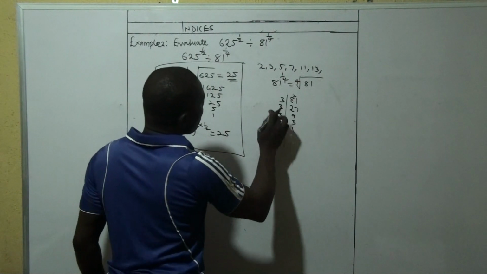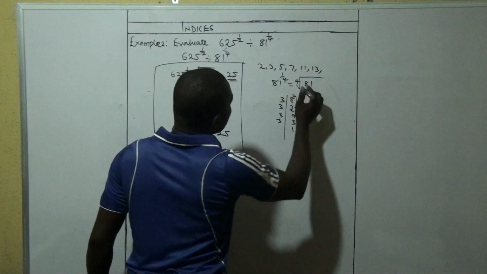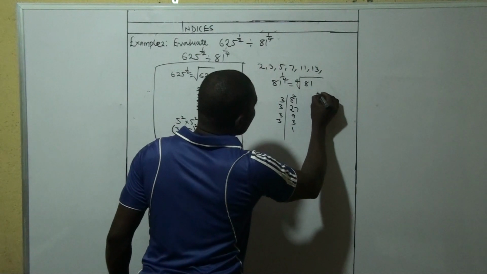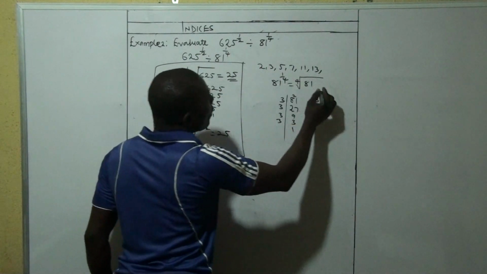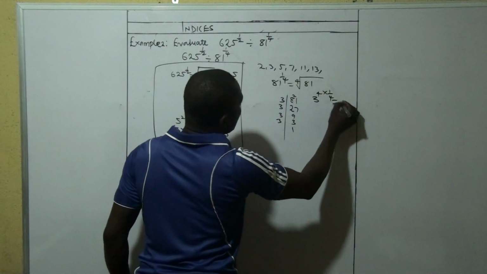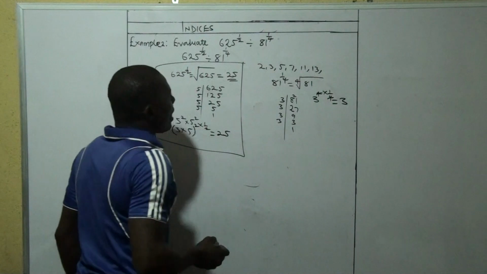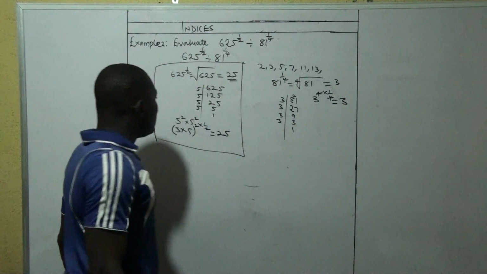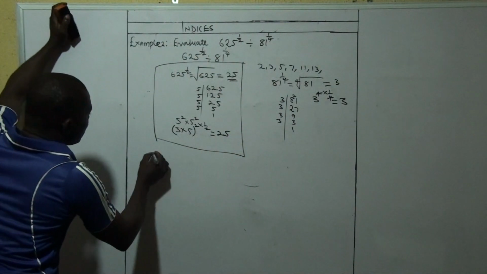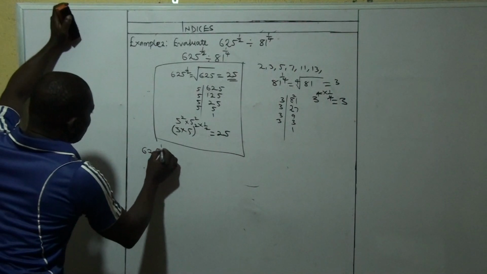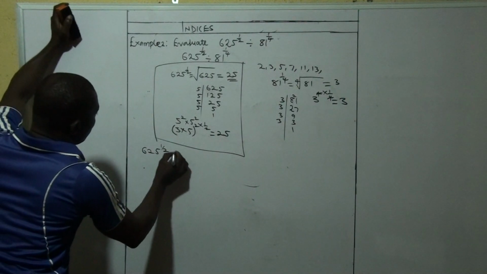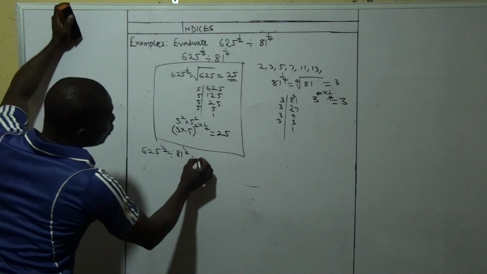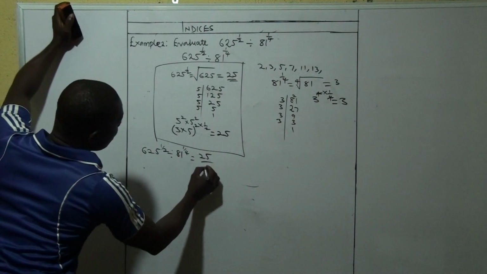So this one means 1, 2, 3, 4. So that typically states that this 81 is 3 raised to power 4. We're having 1 over 4 times 4. This will go with this. So our answer here, 81 raised to power 1 over 4, is 3. So we say we should simplify here. It means 625 raised to power 1 over 2 divided by 81 raised to power 1 over 4 is equal to 25 divided by 3.